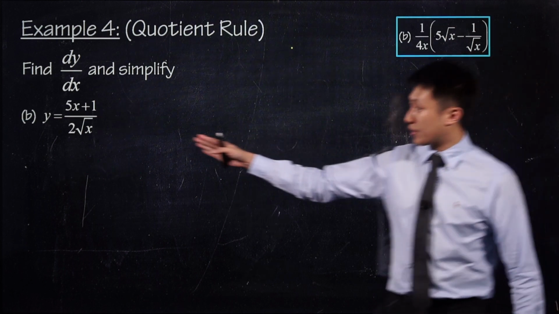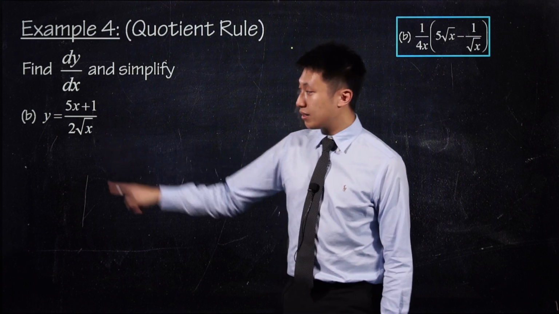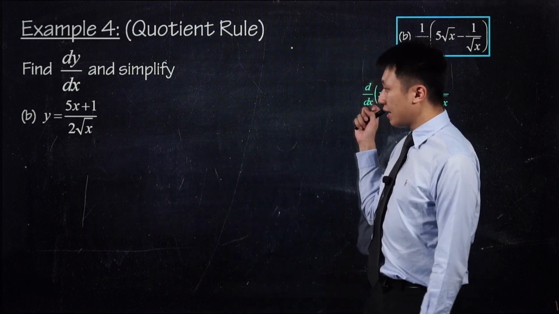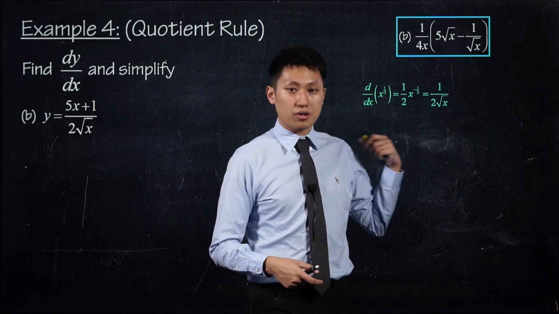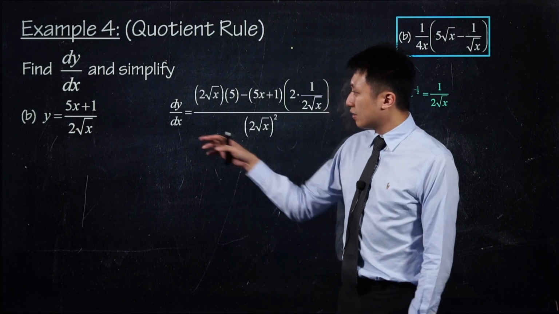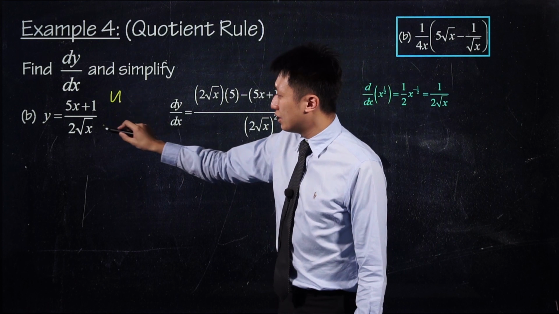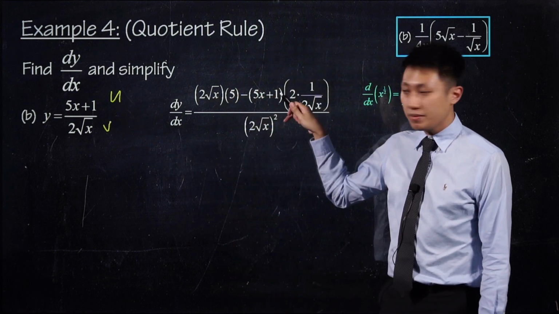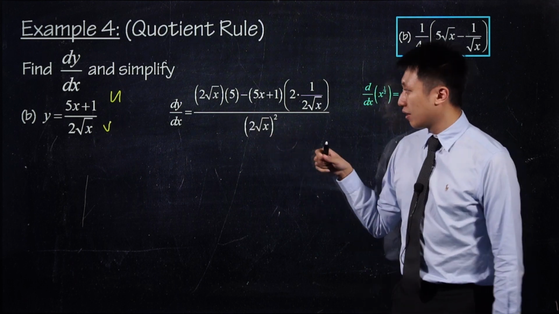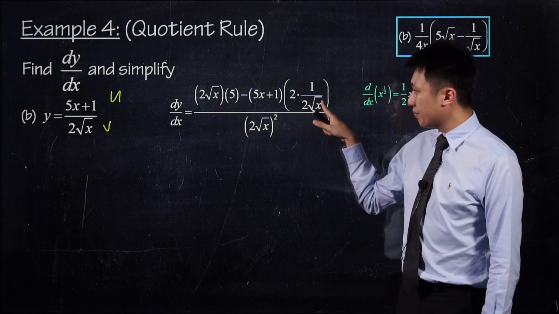Okay, next one. Here, u, v. Again, to remind you, differentiation of square root x is 1 over 2 square root x. Then, differentiation, again, this is u, this is v, so I am doing v u prime minus u v prime divided by v squared. Then no problem except this one.